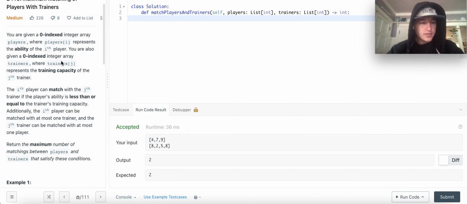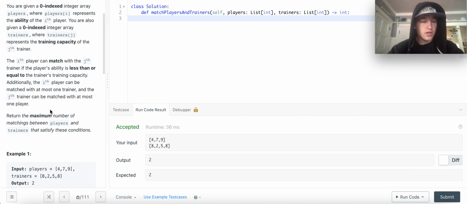So you're given a zero-indexed integer array players, where players[i] represents the ability of the ith player. You're also given a zero-indexed integer array trainers, where trainers[j] represents the training capacity of the jth trainer. The ith player can match with the jth trainer if the player's ability is less than or equal to the trainer's training capacity. Additionally, the ith player can be matched with at most one trainer, and the jth trainer can be matched with at most one player. Return the maximum number of matchings between players and trainers that can satisfy these conditions.